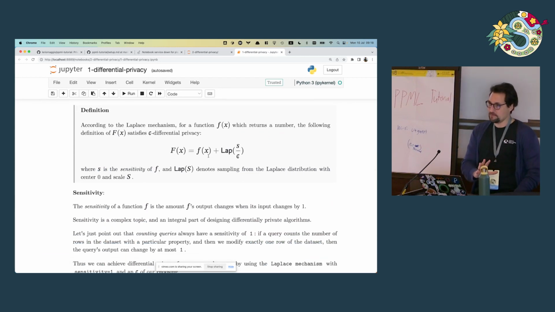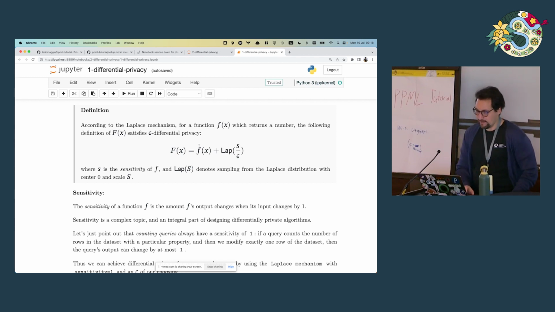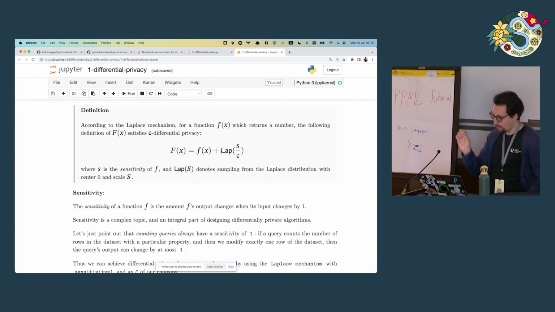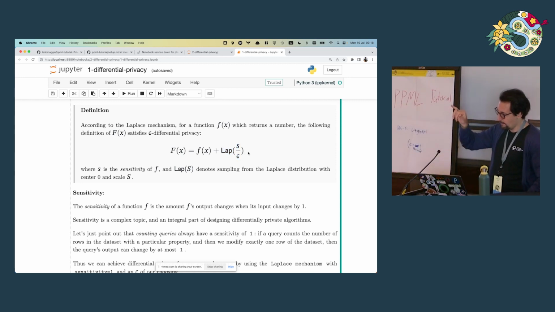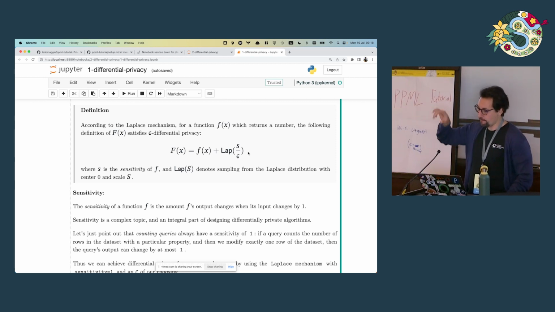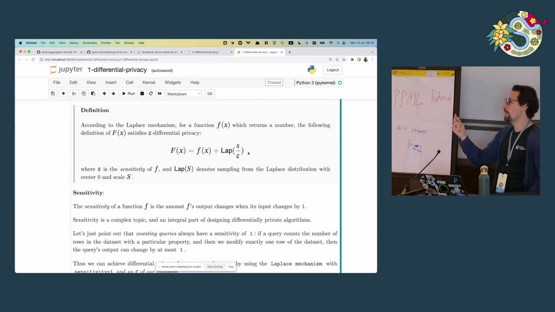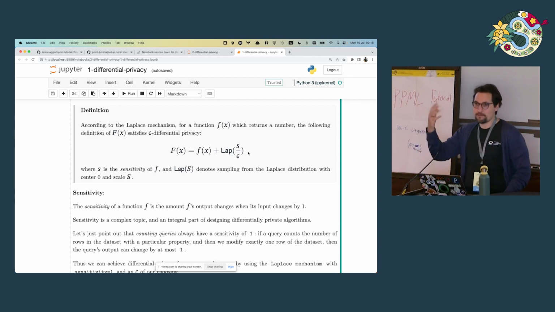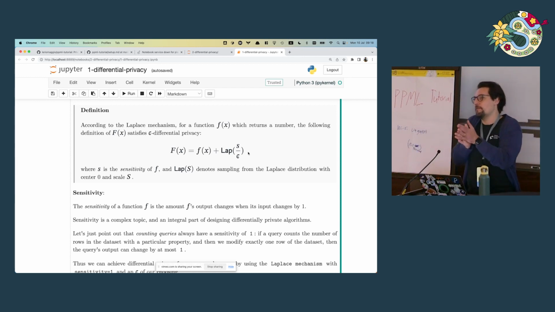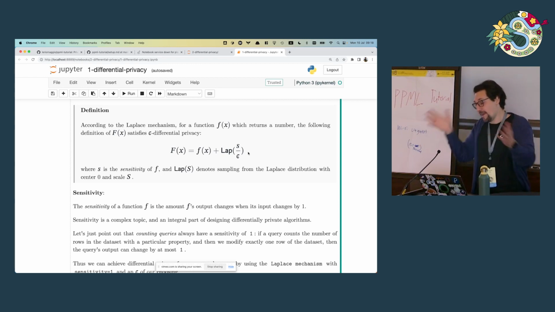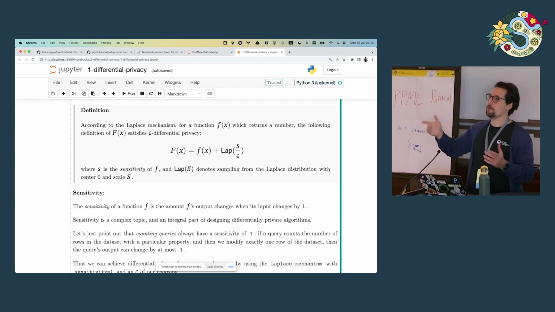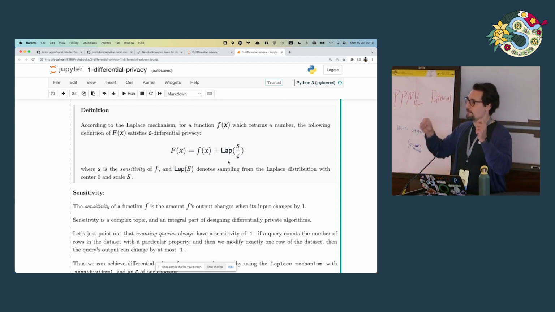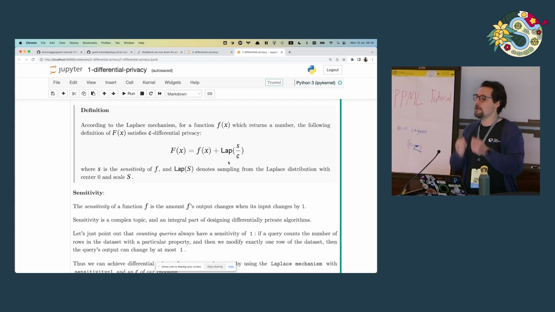So what is sensitivity in this function? The sensitivity determines how much the output of the function varies from f of x to f of x prime if the input changes by 1. Again, the whole deal about differential privacy is what happens if I have x or x prime, which are neighbor datasets differing by one entry. Sensitivity in the Laplacian mechanism tells you how much the value is going to change if you apply the function to two neighbor datasets.